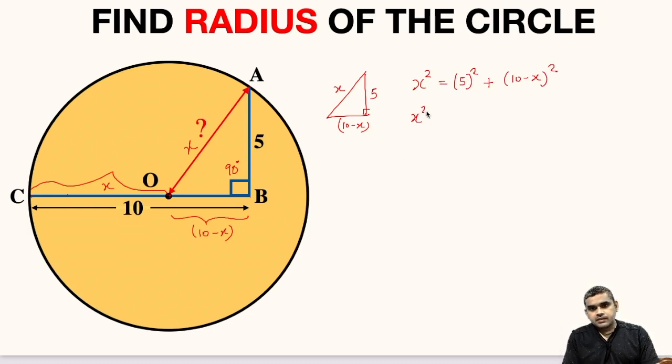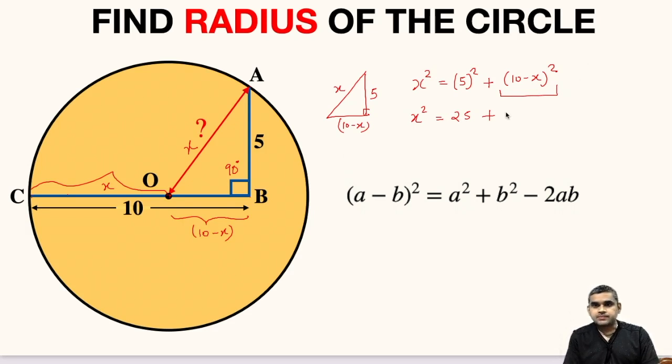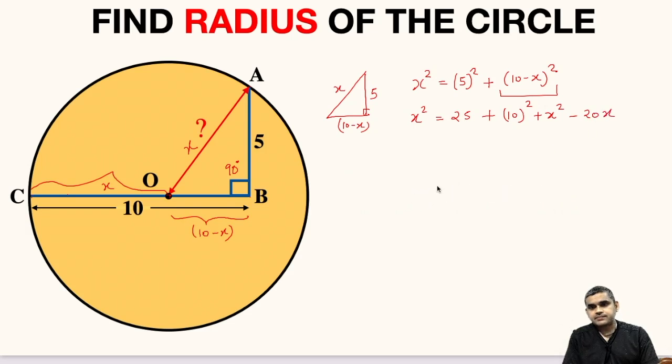Now let us simplify this. So this will be 25 plus, we need to expand this bracket. We know the formula (a minus b) whole squared equals a squared plus b squared minus 2ab. So on expanding this, we will get 10 squared plus x squared minus 20x. Let us cancel this x squared and x squared here and shift this minus 20x to the LHS.